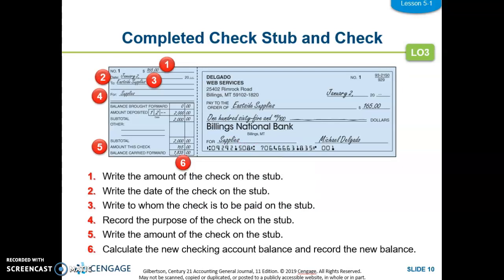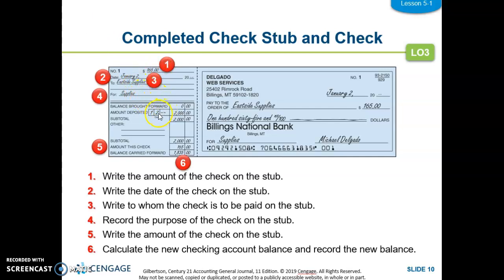When you write a check, the first thing you want to do is prepare your check stub, or record it in your check register, depending on what you're using. Typically, businesses will have checks that look like this. So the check stub is on the left side. You will fill in the amount of the check, the date, who it is going to, and then what it is for.